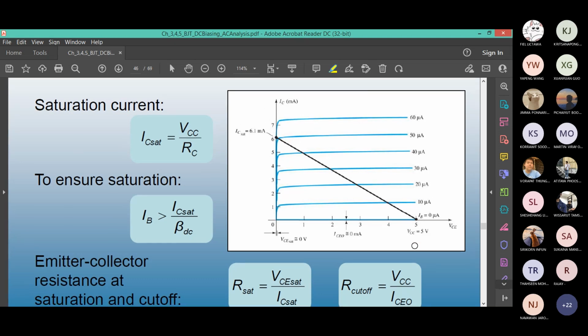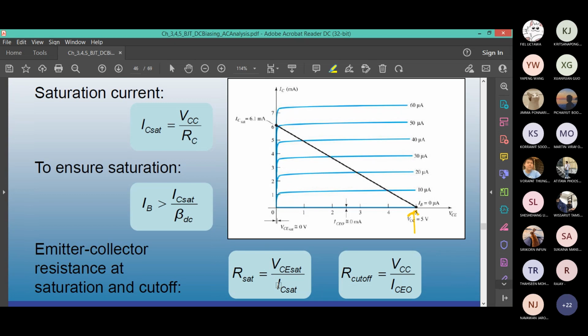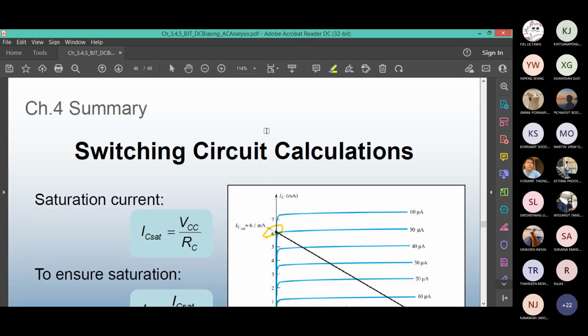As you can see, the cutoff is here. What is the value of IC at the cutoff? Almost 0. For saturation, very low resistance. That's why you can get a high current for saturation.